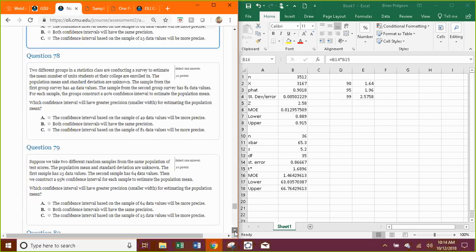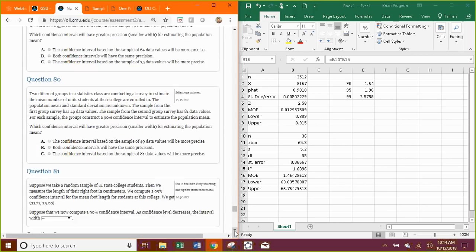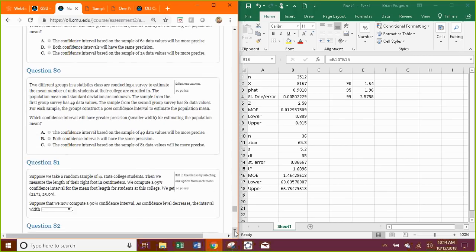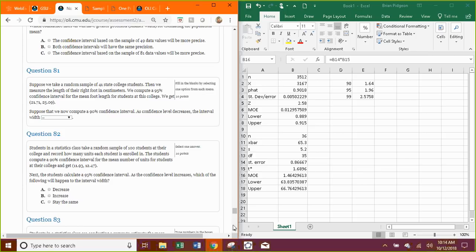All right, I'm not doing 78. It's the same question. 81 values has less variability. I'm also not doing 79 or 80.